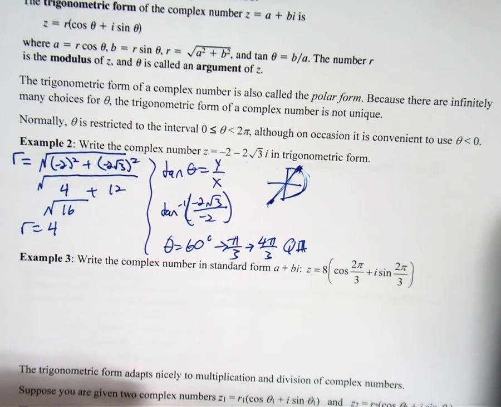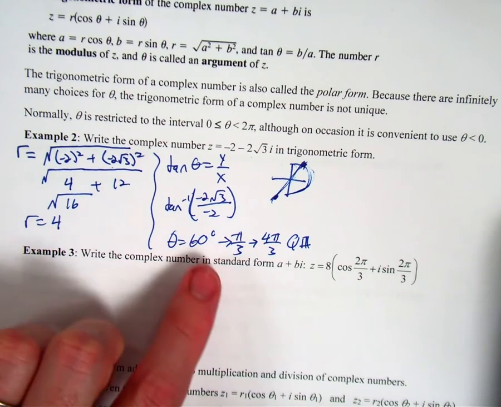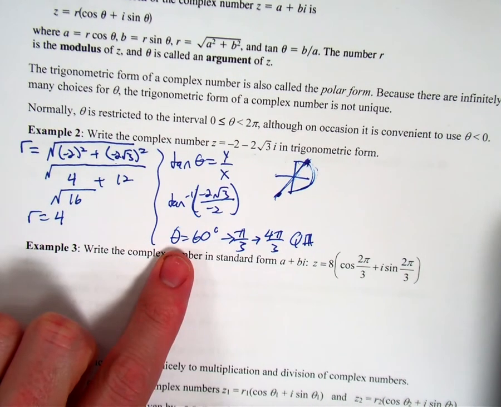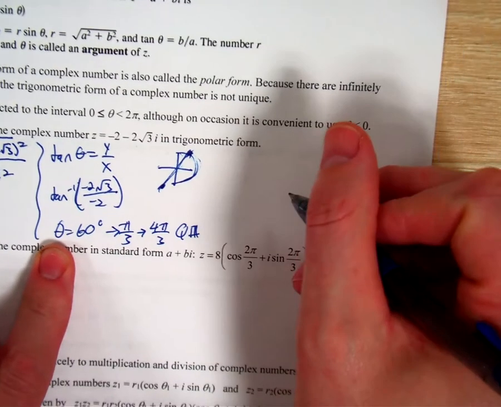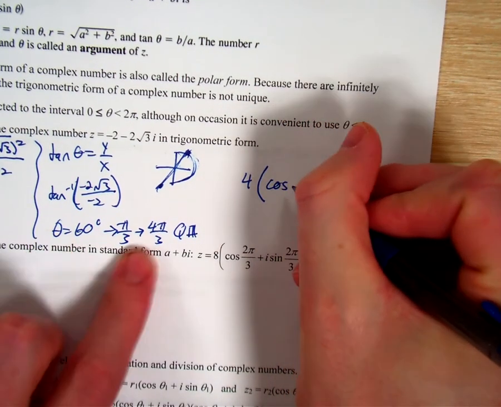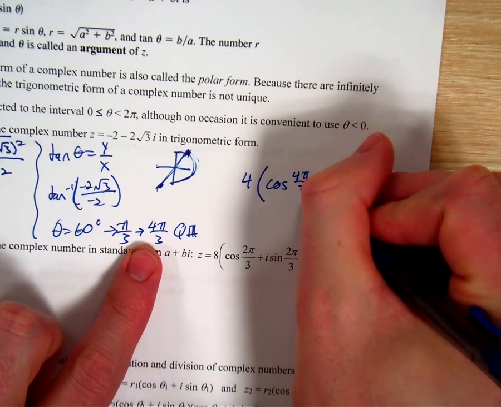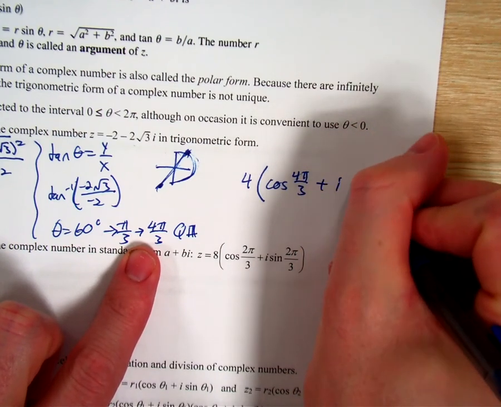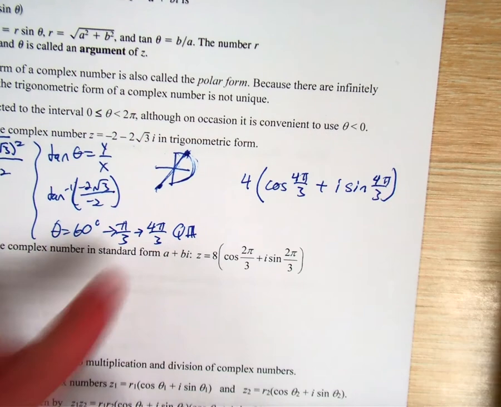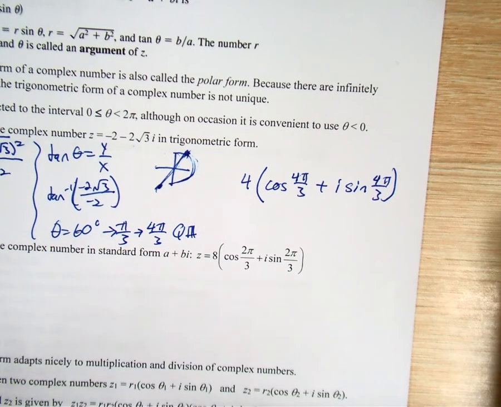Okay, so we got all the pieces we need. We got the R, or our modulus, and we have our theta, or the argument, and we're ready to write it. 4, big parentheses, cosine 4 pi over 3 plus i sine 4 pi over 3. You did it. Piece of cake.